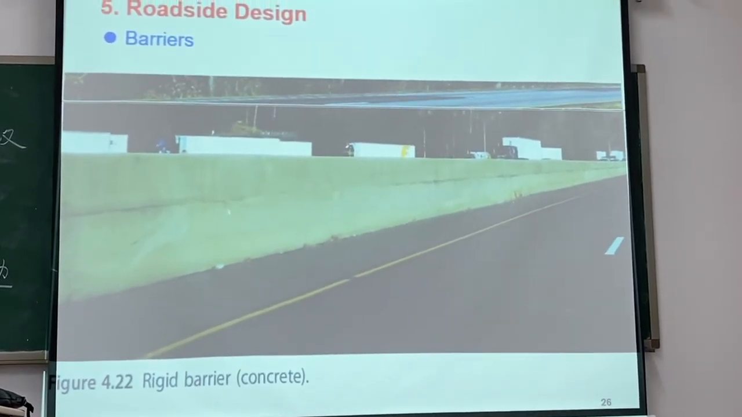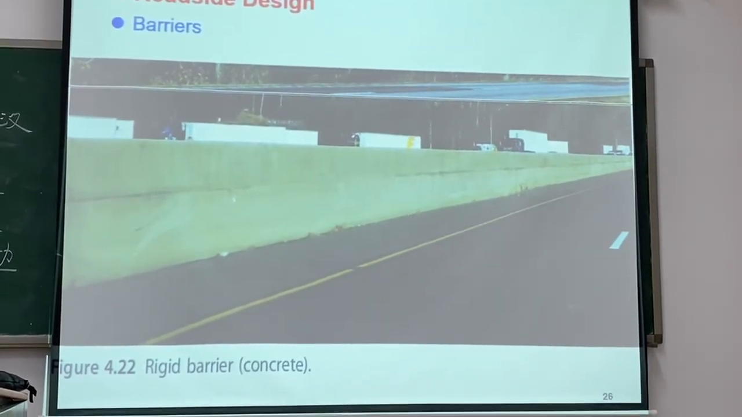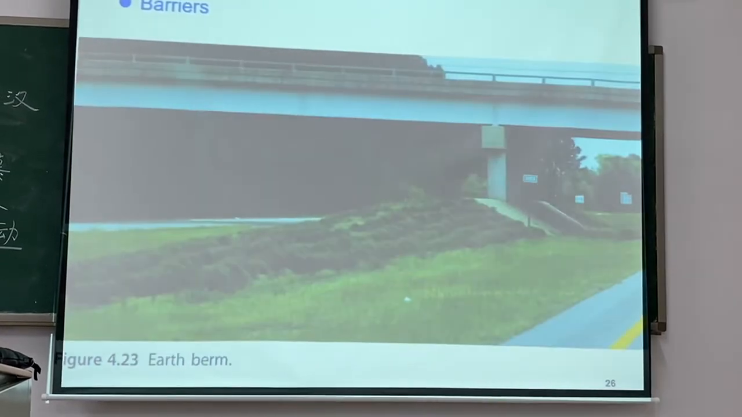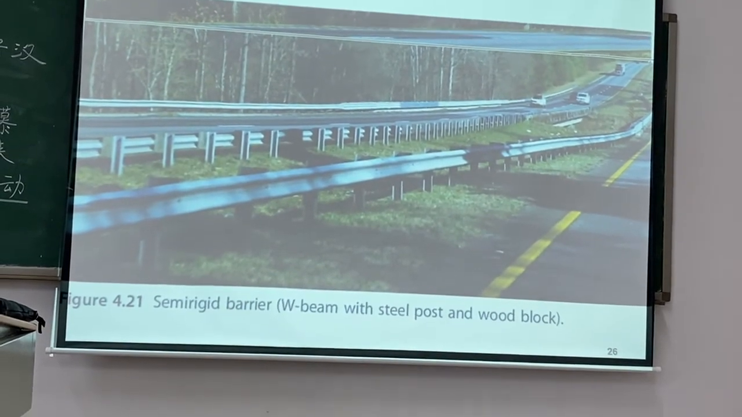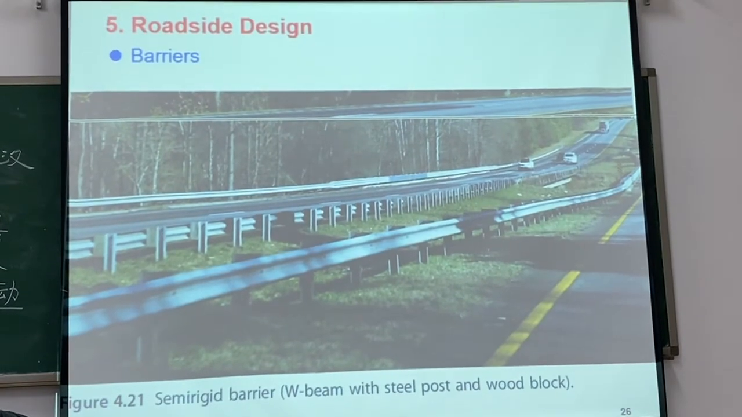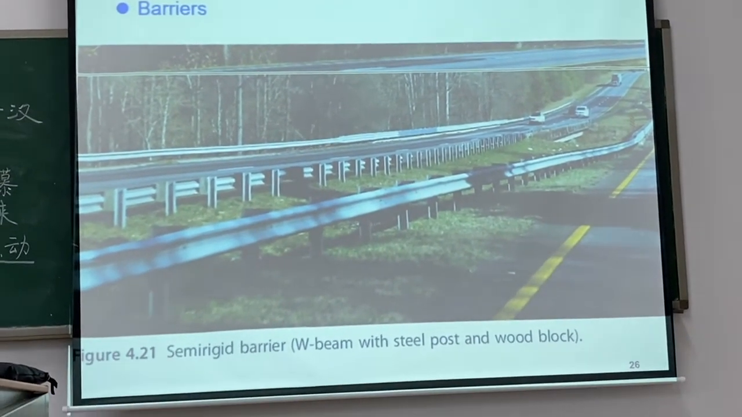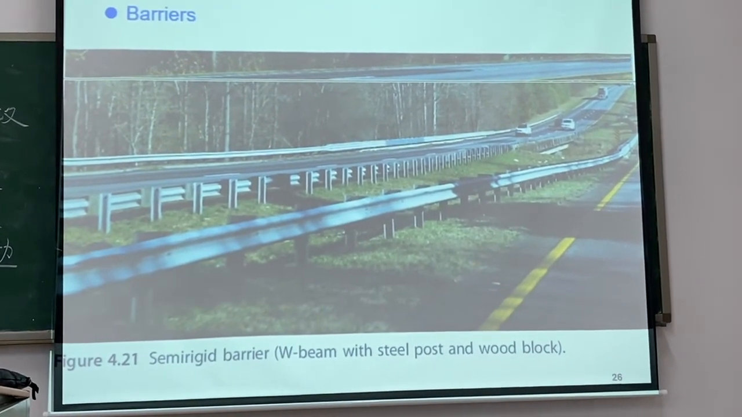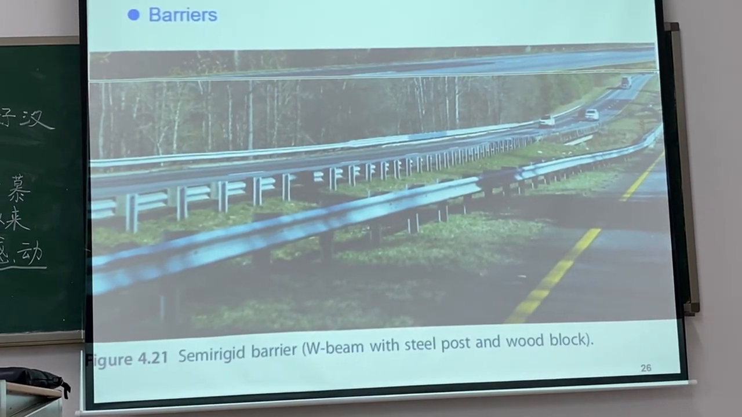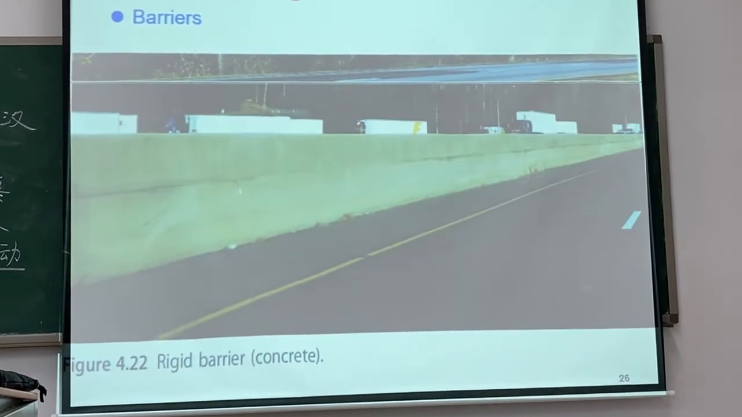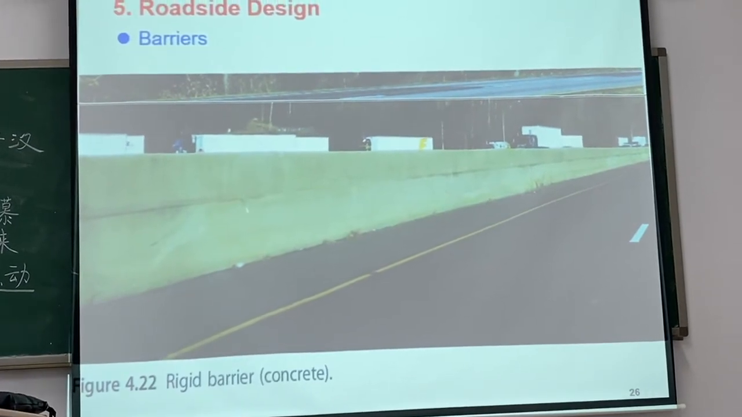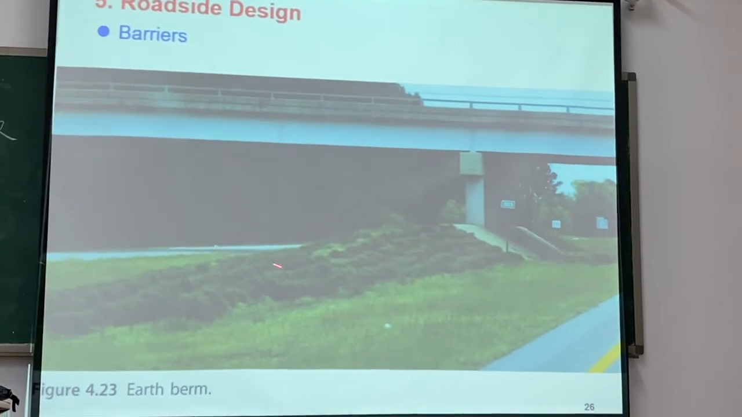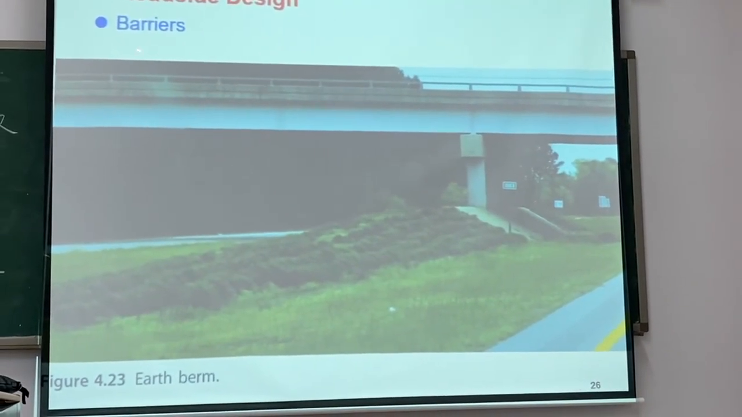Five or 10 years ago, there were many accidents with this flexible barrier, the W-beam. But for a bus, when the speed is 100 or 120, it can go through to the other side of the road. So the accident is serious. So in recent years, we use a rigid concrete barrier for the median. Now we can use this as barriers.